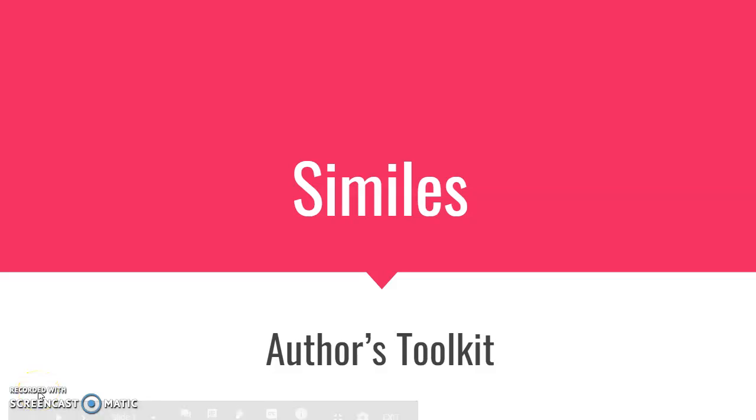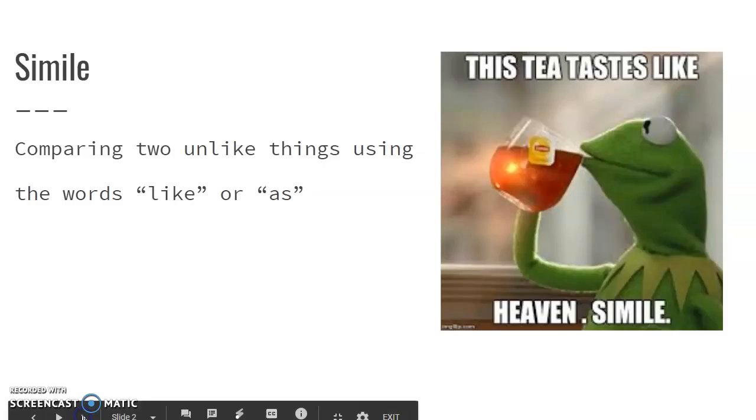So the next piece of our toolkit we're going to explore is a figurative language device called a simile. You probably learned about these lots and lots over the years, so we're just going to do a quick review. A simile is comparing any two unlike things, and you're always going to be looking for that word like or as to help tip you off.